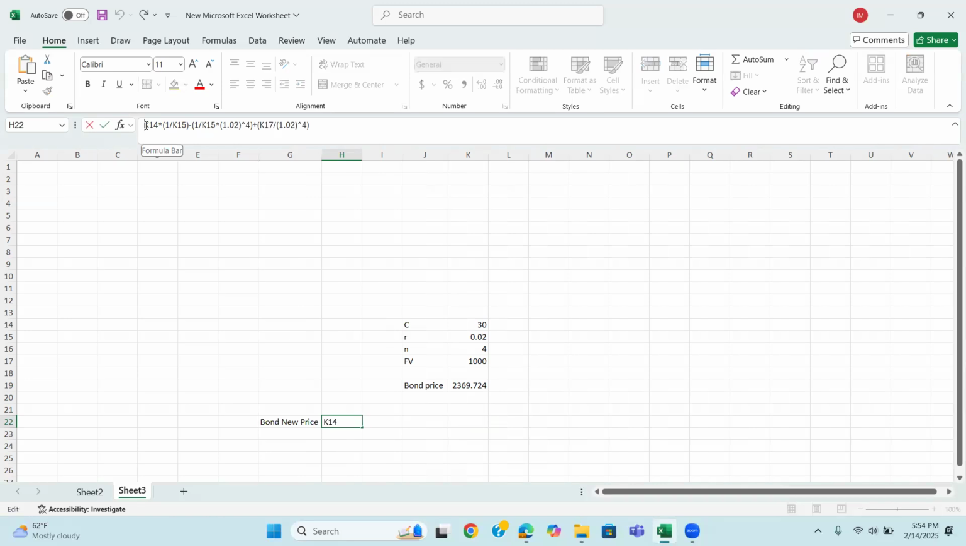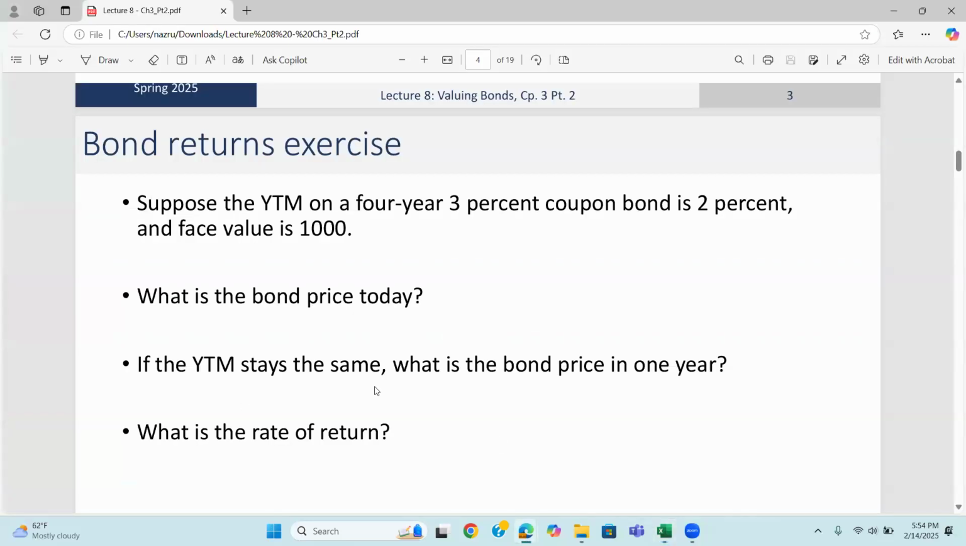Okay. Now we can give an equal sign in front of it just to get everything here, and we can just put 3 instead of 4. Other than that, everything is okay. So this 2389 is our new price, right? If YTM remains the same.